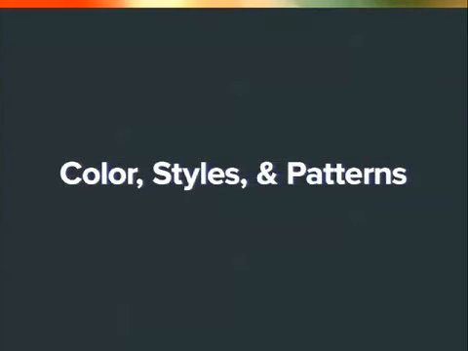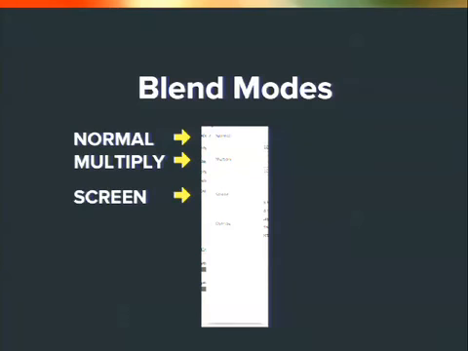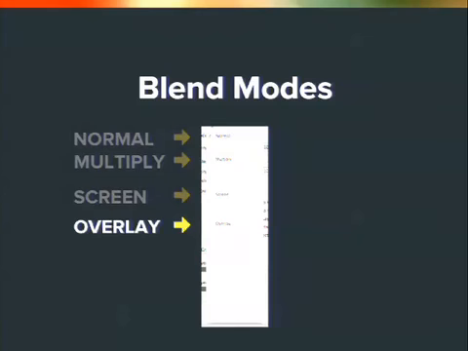Also, having a really good grasp of color, styles, and patterns in Photoshop. Photoshop, of course, gives you a lot of control over all of these things. And I want to first talk about blend modes. So I typically use 4 blend modes: normal, multiply, screen, and overlay. And I think if I'm ever using a blend mode beside normal, usually it's overlay. And I want to go through a quick example of what overlay does for colors.